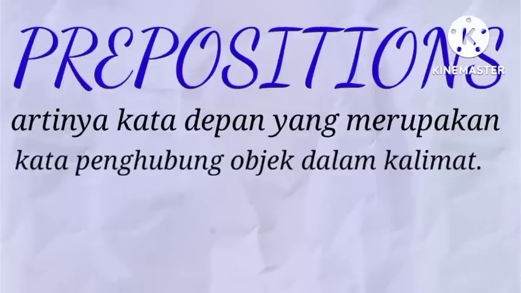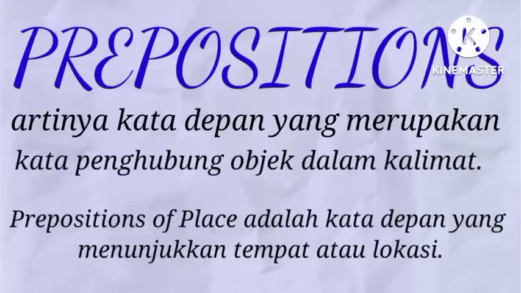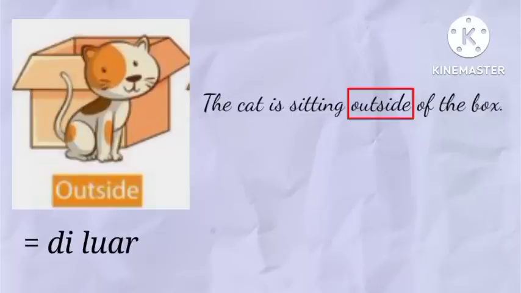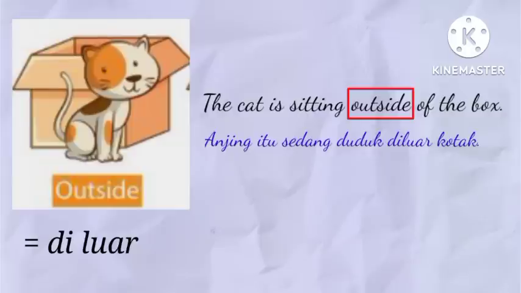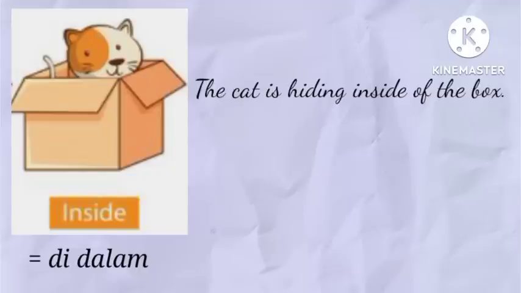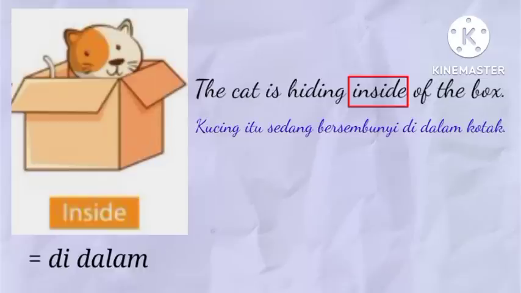Prepositions artinya kata depan yang merupakan kata penghubung objek dalam kalimat. This time we're going to talk about prepositions of place. Prepositions of place adalah kata depan yang menunjukkan tempat atau lokasi. And they are outside, means di luar. For example, the cat is sitting outside of the box. Inside means di dalam. Example: the cat is hiding inside of the box.